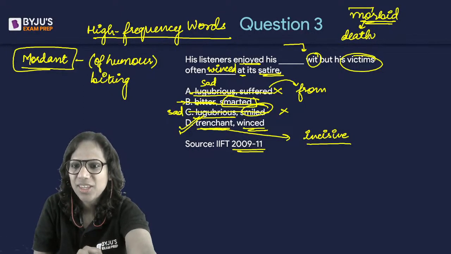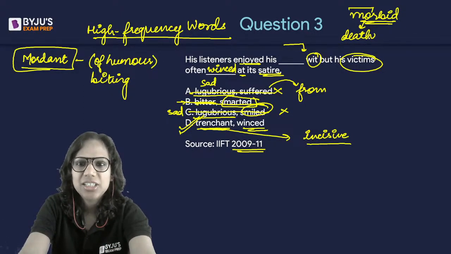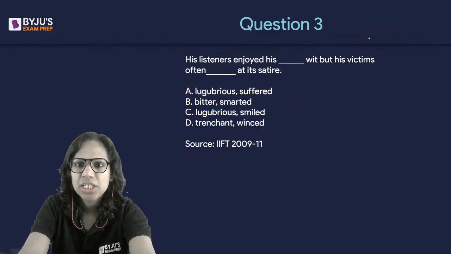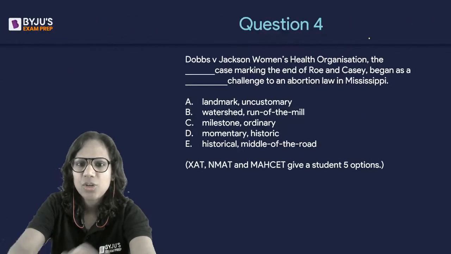Okay, Ujjwal, I hope this is clear now. Mordant, trenchant. Trenchant is more about incisive, mordant is more about biting humor, right? And smarted and winced, I hope you'll remember.